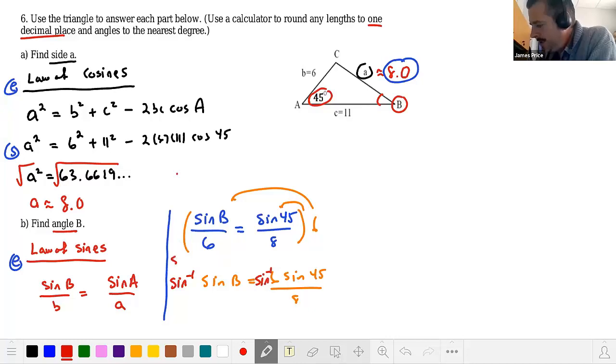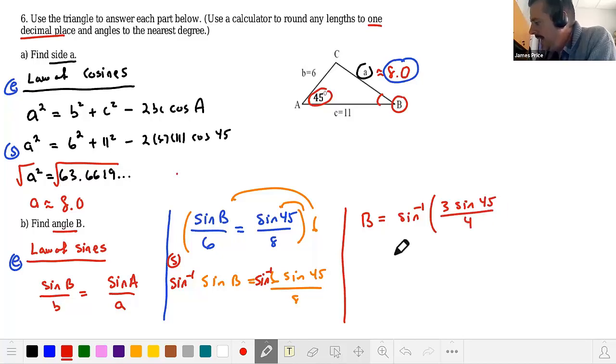And so now we're basically solving here. Sine inverse of sine is B. And so that's equal to sine inverse of, and then 6 over 8 cancel a little bit. So that's going to be a 3 sine of 45 divided by 4. And we'll approximate now with our calculator. We have the exact answer down. So algebraically, we're solid, basically.